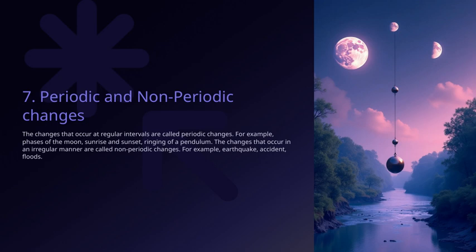On the other hand, non-periodic changes are irregular and unpredictable. These are events that don't follow a set pattern or schedule. For instance, earthquakes happen suddenly and without warning. The same goes for accidents or floods. They occur unexpectedly and are not tied to a regular cycle. Understanding the difference between these two types of changes helps us better analyze natural phenomena and their patterns, which is a key part of understanding the world around us.